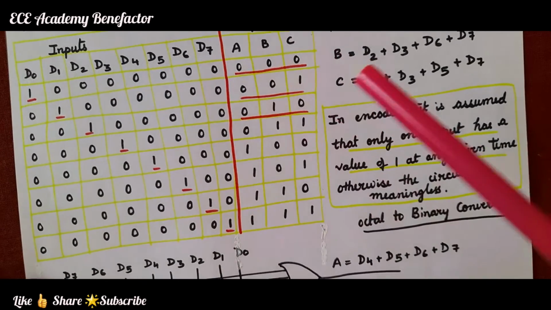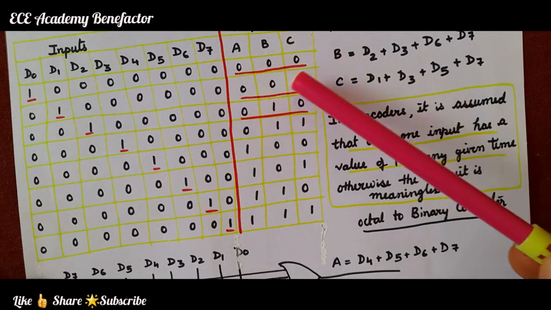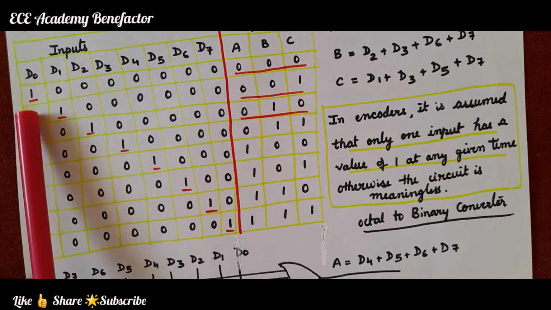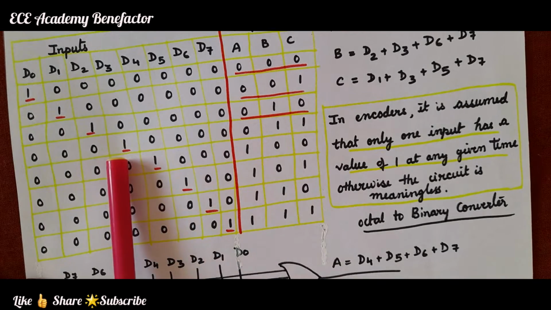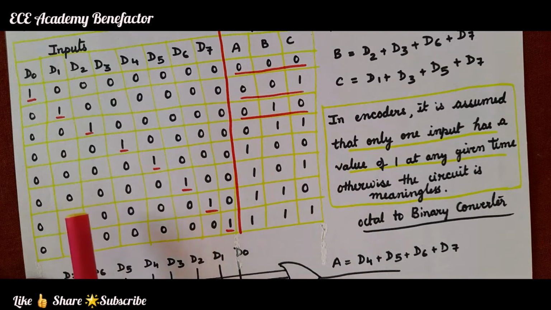So, if you carefully see, these numbers are 000, 001. How are they appearing? Depending on which input is high. If D3 is high, what will be the output? 011. So, important note here while drawing this truth table.